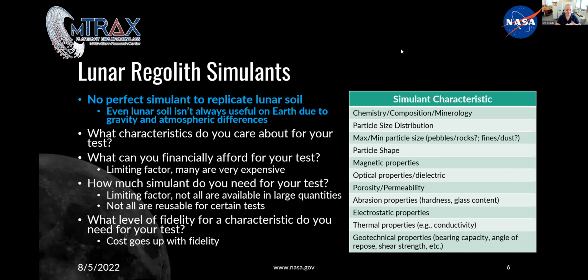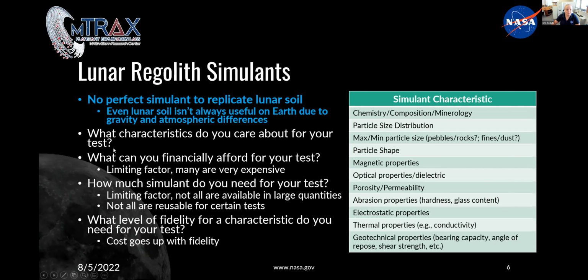And then also, can we pay for 40 tons of that given simulant? Some of them are tens of thousands of dollars per ton, and they may not even have 40 tons available. So if you're looking for 1 ton or even 100 grams or something, just the volume alone that you need is going to determine the envelope of simulants that are available to you.